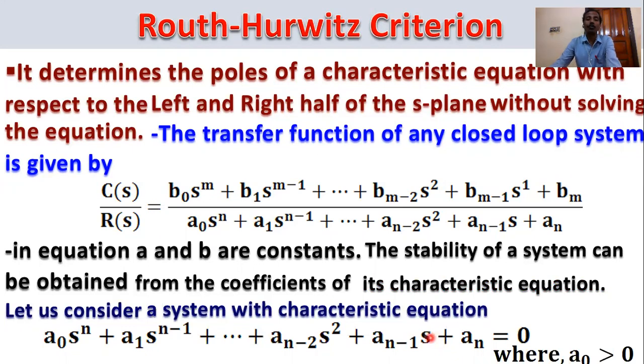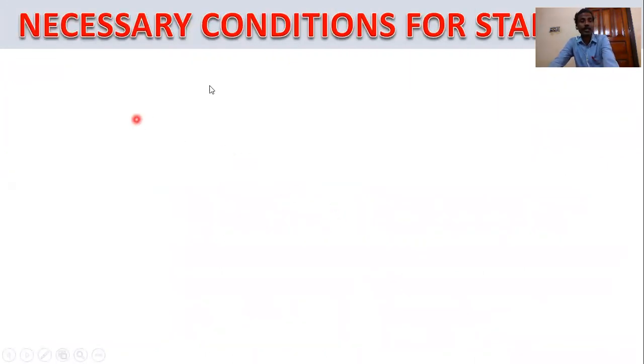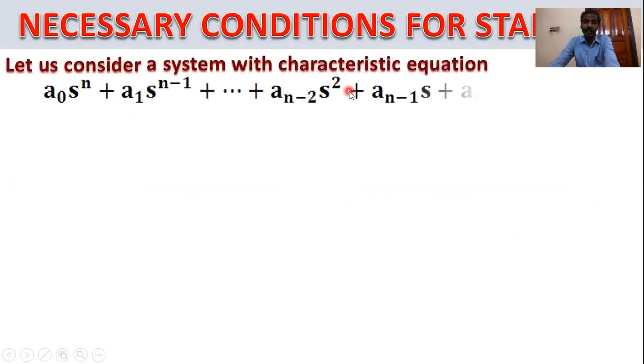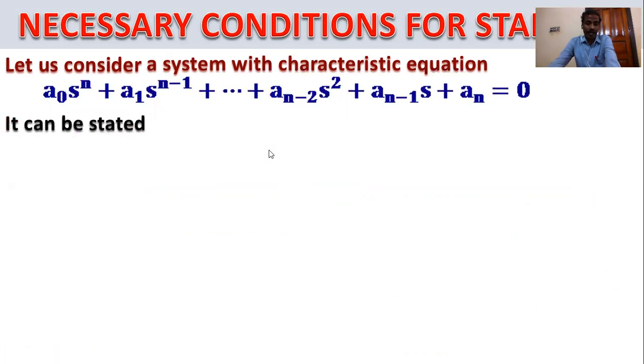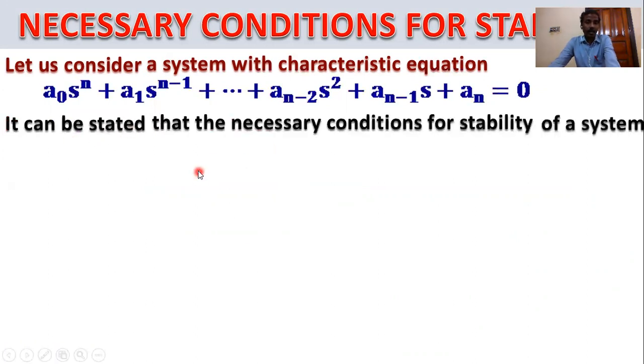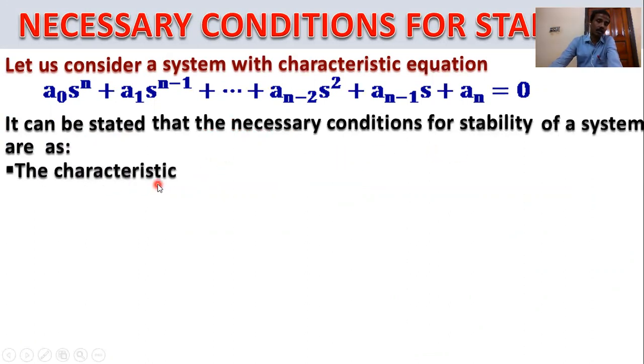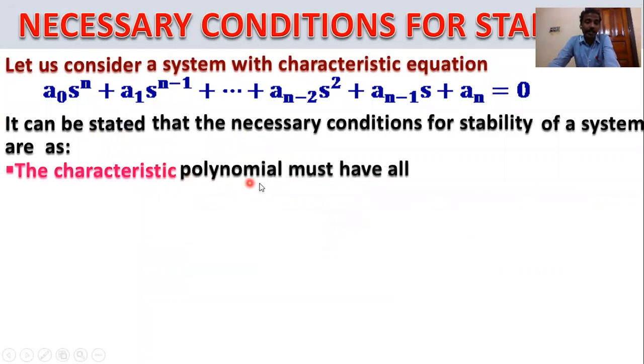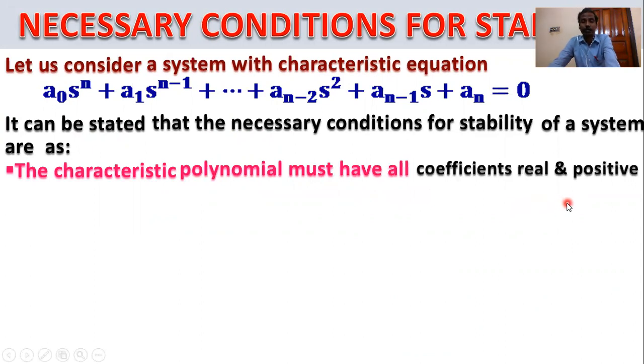So what is the Routh table, or what is the sufficient condition? Necessary condition already discussed, and what is the sufficient condition? So necessary condition again, necessary condition for the stability. What is the necessary condition? Let us consider a system with characteristics equation, as this is already discussed. It can be stated that the necessary conditions for stability of the system are as follows. The characteristics equation or characteristics polynomial must have all coefficients real and positive.